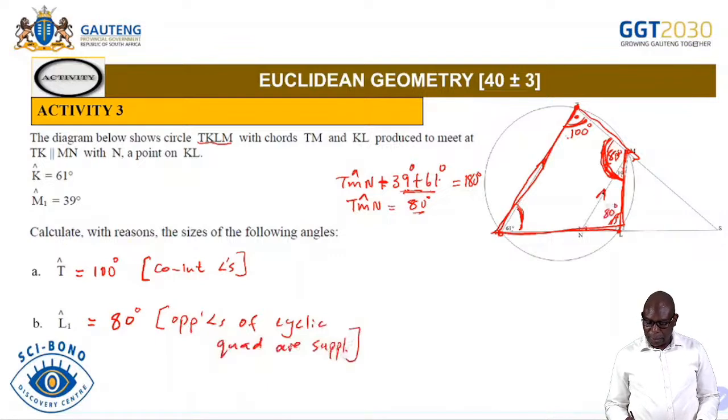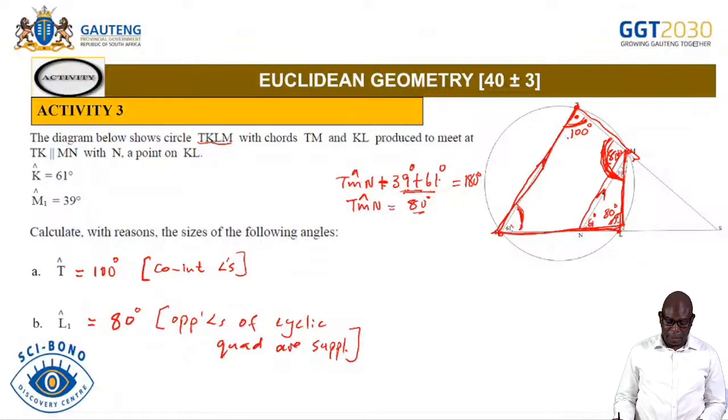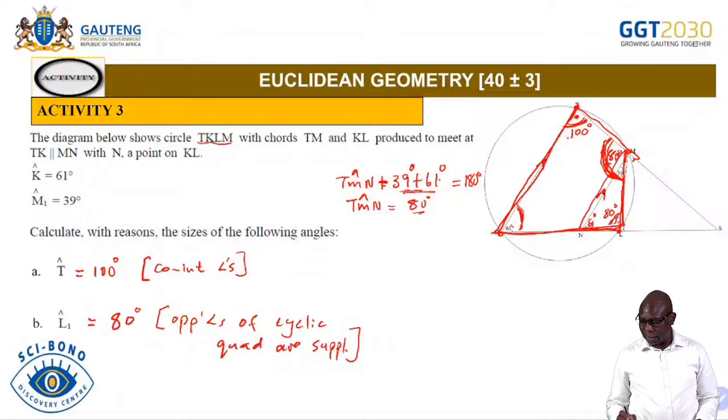And I know that this angle there will be 61 because corresponding angles are equal. So if I check in this triangle here, I'll have 39 plus 61, which is 100. 100 plus 80 will be 180 degrees. So T will be 100 and L1 will be 80 degrees. I hope we get that right.